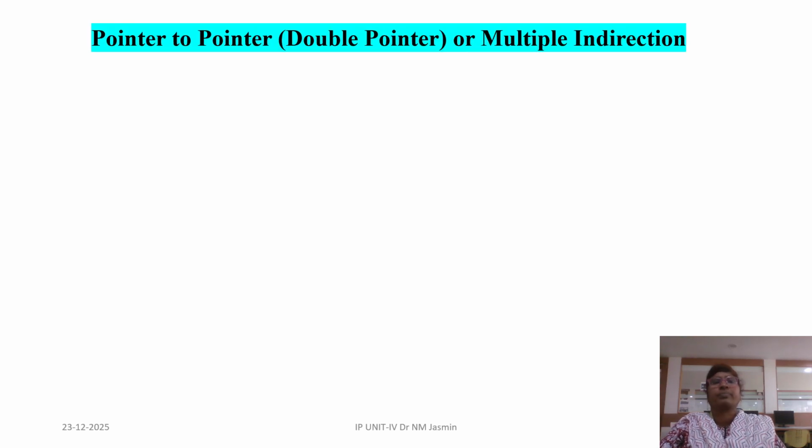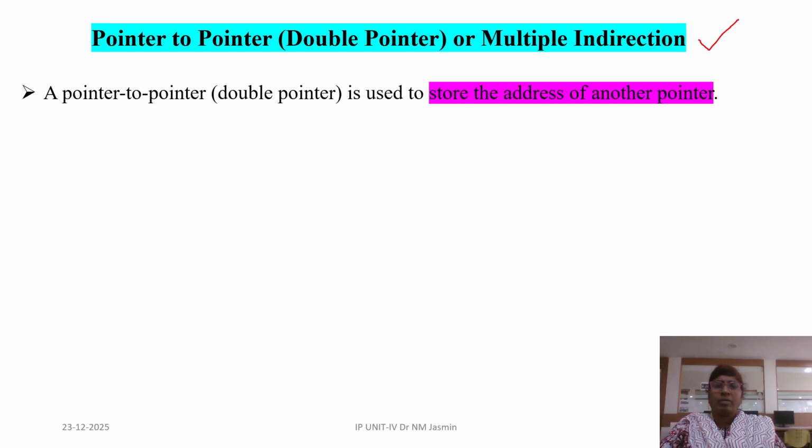Hi students, now I'm going to discuss pointer to pointer, which is a double pointer. This can also be called multiple indirection. So this pointer to pointer is nothing but a double pointer. Mainly we use it to store the address of another pointer.